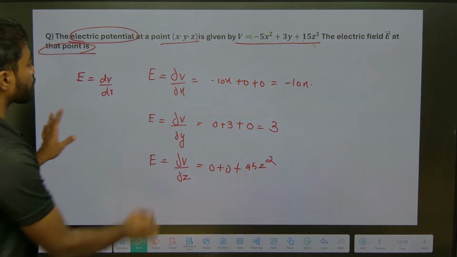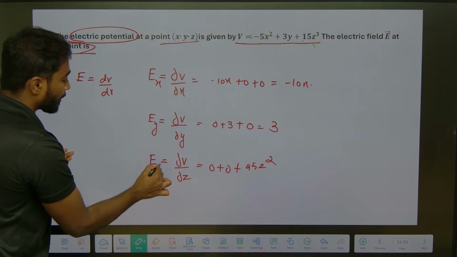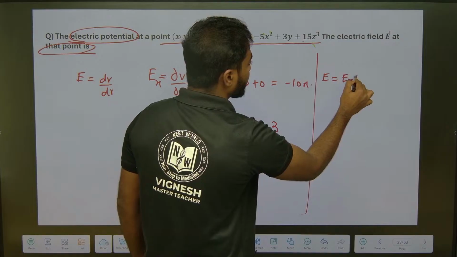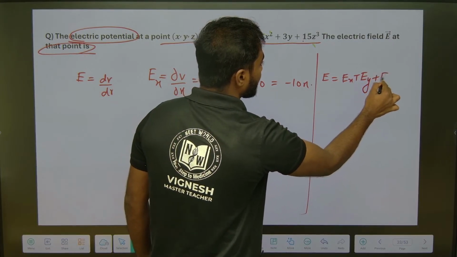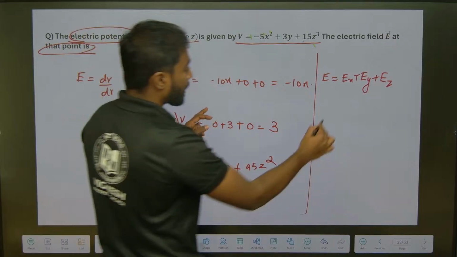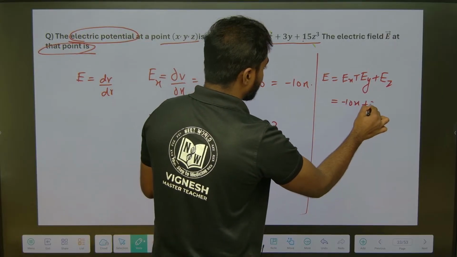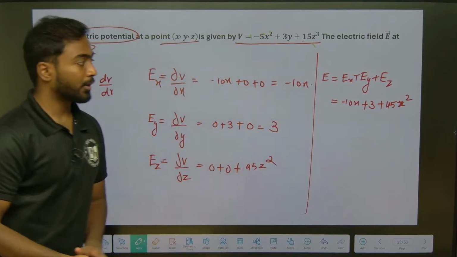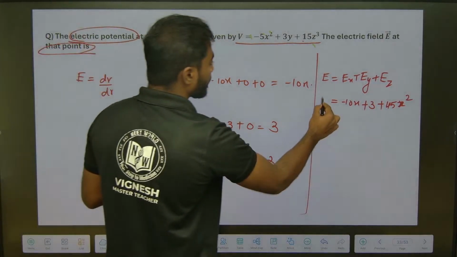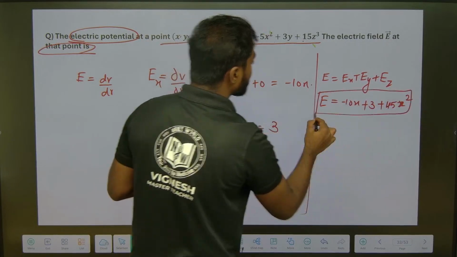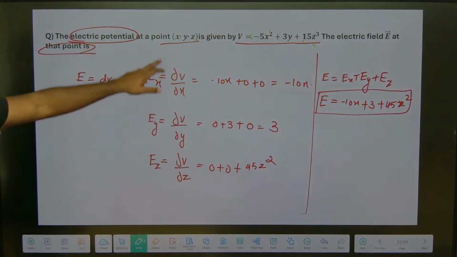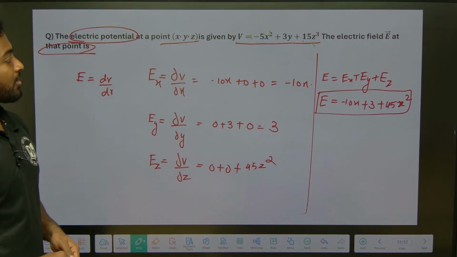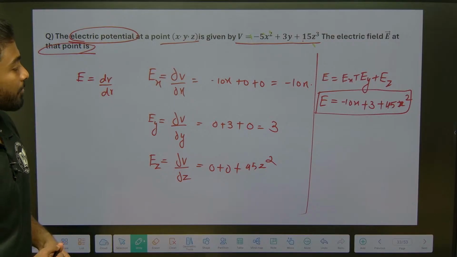So finally, what we should do is combine Ex, Ey and Ez. The answer will be E equals Ex plus Ey plus Ez, which is nothing but minus 10x plus 3 plus 45z square. This is the electric field at the point x, y, z with potential V equals minus 5x square plus 3y plus 15z cube. Okay, this is the answer.